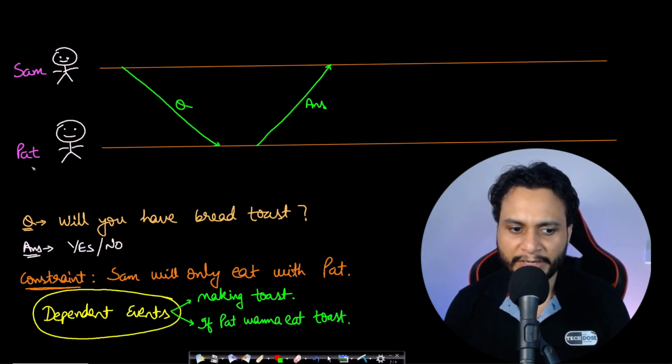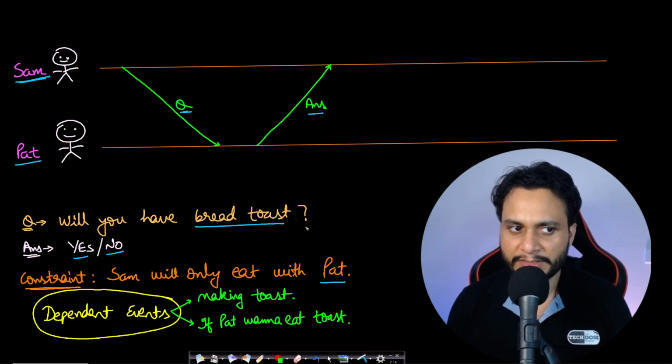Let's say that Sam and Pat are good friends and Sam is going to cook bread toast. So Sam is sending a question to Pat: will you have bread toast? Now Pat can answer yes or no. And there is a constraint to it. The constraint is Sam will only eat with Pat. This means that Sam will cook bread toast only if Pat says yes. Otherwise, he will not cook it.